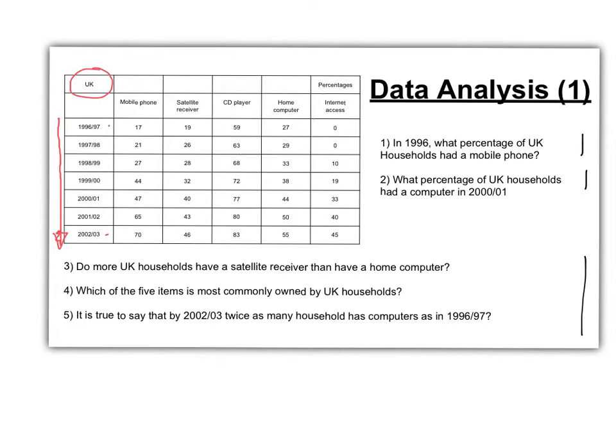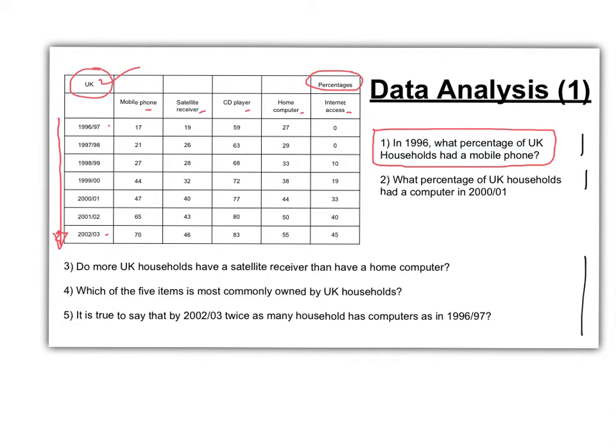Here I've got a set of items. I can see mobile phones, satellite receivers, CD players, home computers, and internet access. And the last piece of information I have is that these are percentages. So these must be percentages of households in the UK which have a mobile phone. So if I now look at question 1, it starts to make a bit more sense. And the reason for doing this as well is that if we can understand the context that this data sits in, it's going to be much easier to do the analysis and come up with answers.